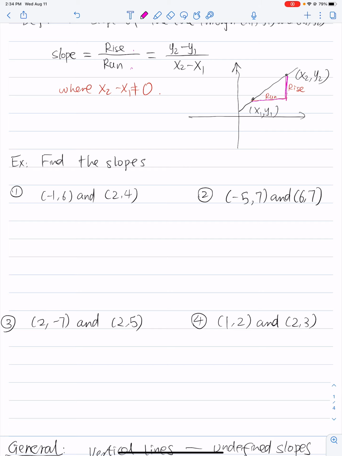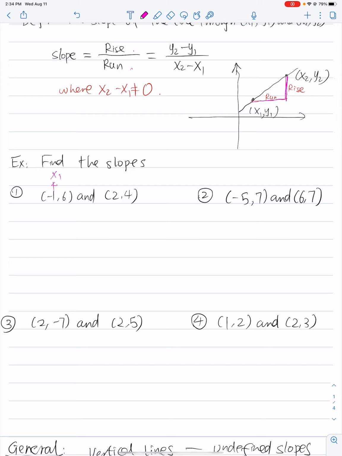So what I recommend before you find the slopes is to first label. This is x1, this is y1. Many students will write x1, x2. This is x2, this is y2. You with me? So then what is the slope? Okay, so it's y2 minus y1, 4 minus 6, over 2 minus negative 1. So what you have is negative 2 over 3. Yeah, okay.